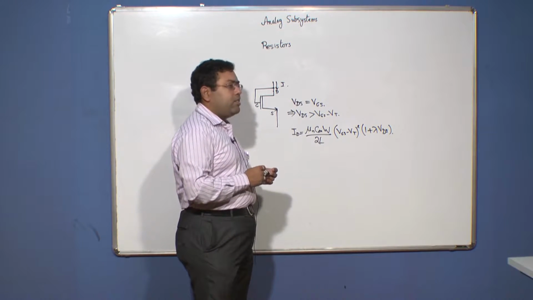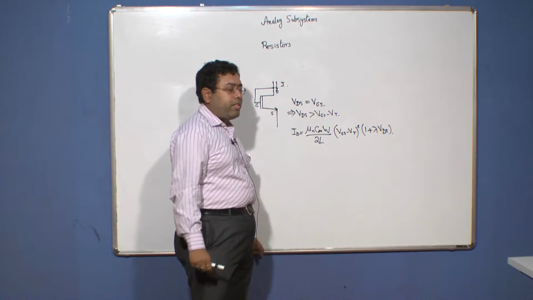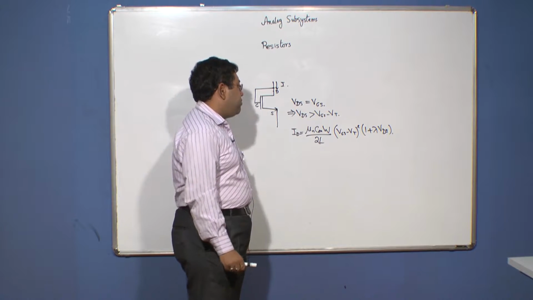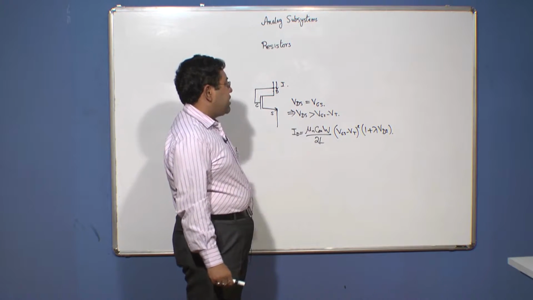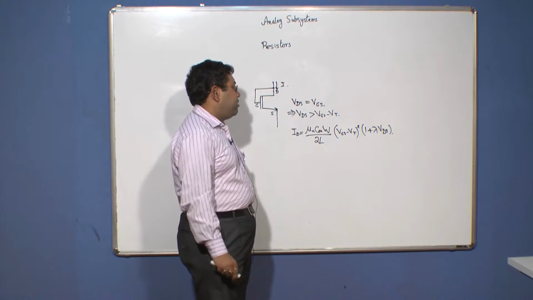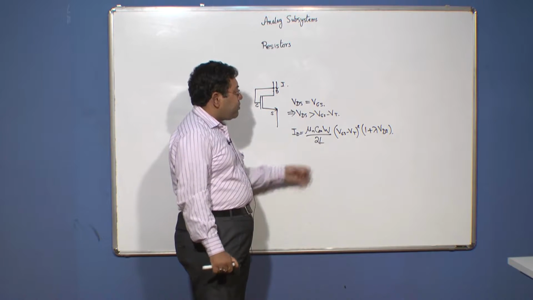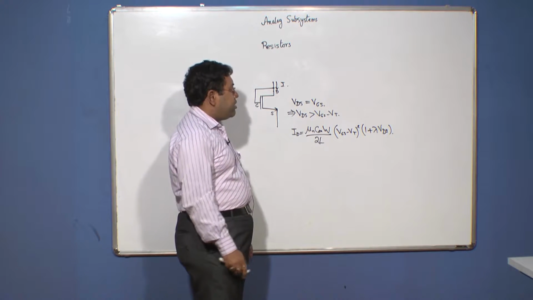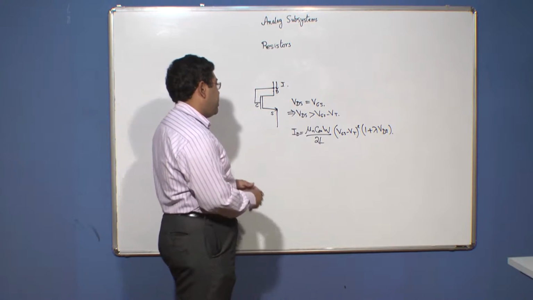So, you could recall the equation of the drain current of a MOS transistor operating in saturation. So, we are basically given by this kind of relationship between the drain current and the drain source voltage.